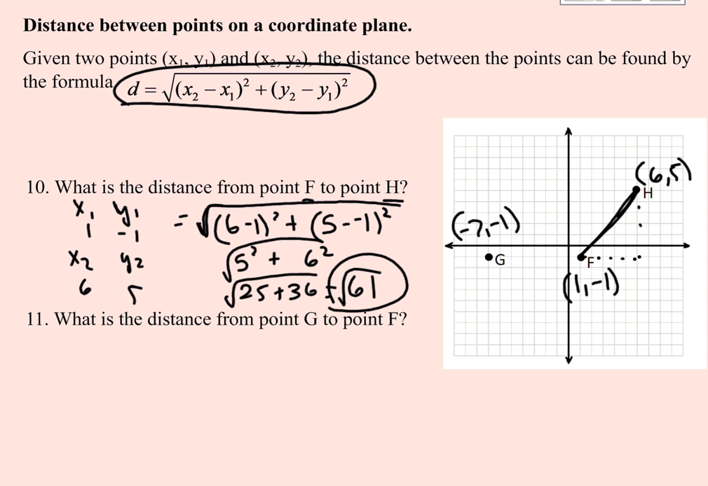Don't give me a big, long, ugly decimal, because that's not mathematical. That's messy, and I don't like that. But that's how you do it: x2 minus x1, y2 minus y1.